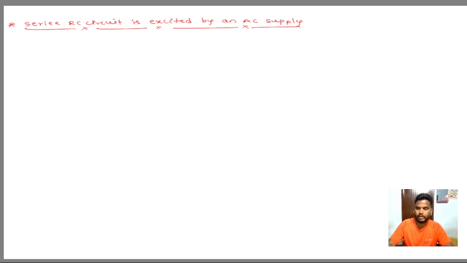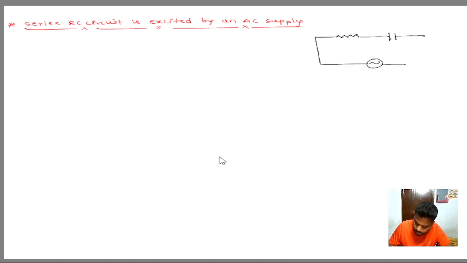First, draw the circuit. An RC series circuit is connected to an AC supply. Resistor R is connected in series with a capacitor, and this series combination is connected to an AC source. This is R and C.